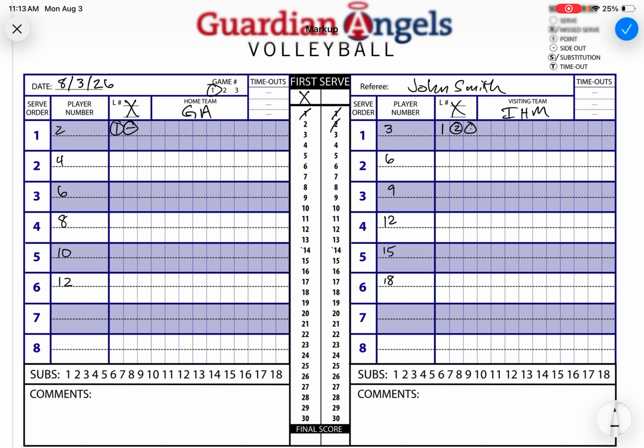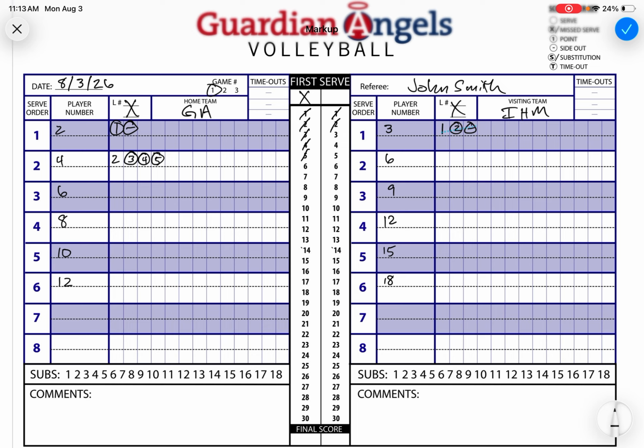Go back to serve. Let's say they miss their serve, and GA is awarded a second point. So we know that number 4 is the next server, and we have to make sure to put the number 2 in there without a circle because they did not serve yet. So they go back to serve, and let's say they score 3 points in a row. 3, 4, and 5.